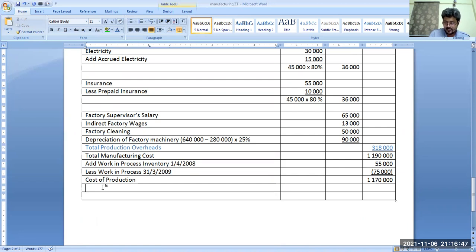1,170,000 divided by 3. 390,000. How much amount? You have to add 1/3 profit into cost of production before transferring. So factory profit is how much? 390,000. So after adding this 390,000, okay, 1,170,000 plus 390,000 is 1,560,000. This is cost of goods transfer.